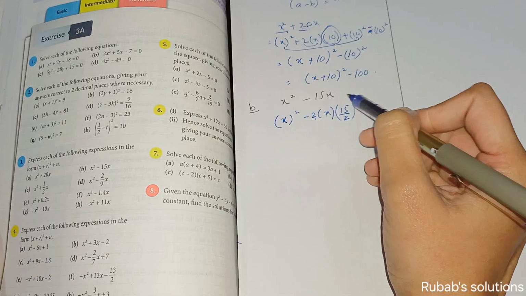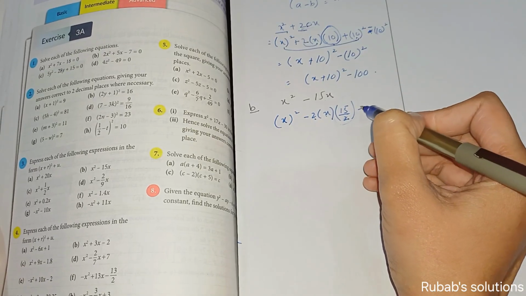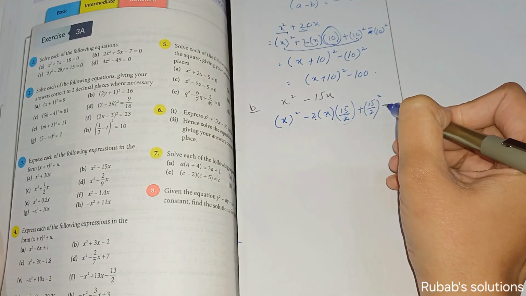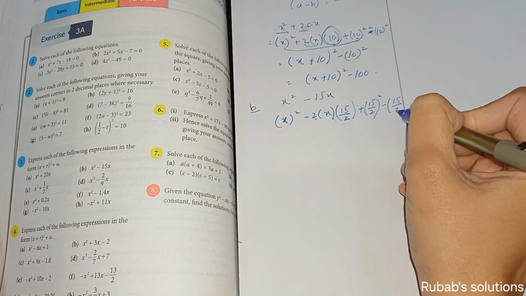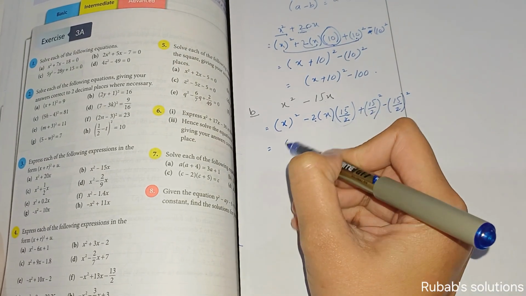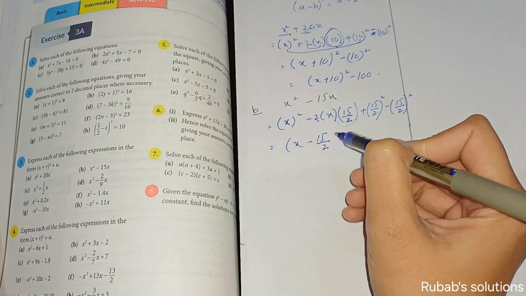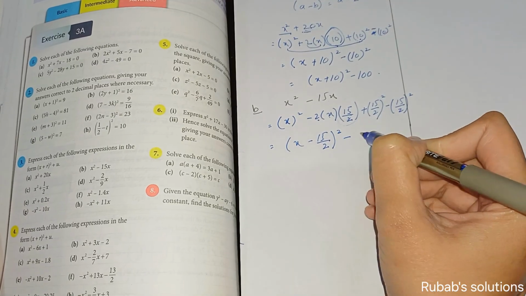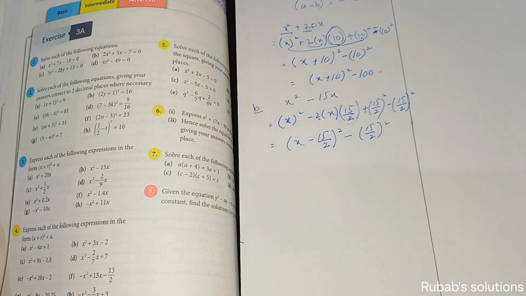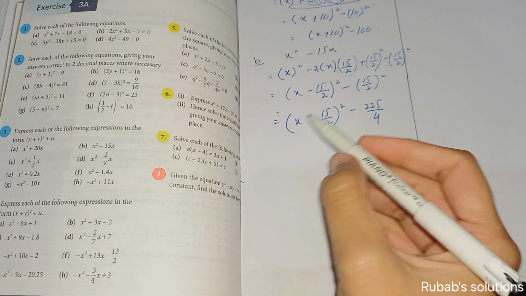To cancel it, you will divide by 2, the 2 and 2 cancel out, and what remains is 15x. That means you have to multiply, and add and subtract this complete term. So I will add (15 divided by 2) square minus (15 divided by 2) square. So my answer is (x minus 15 divided by 2) whole square minus (15 divided by 2) square. Taking the square of 15, 15 square is 225 and 2 square is 4.